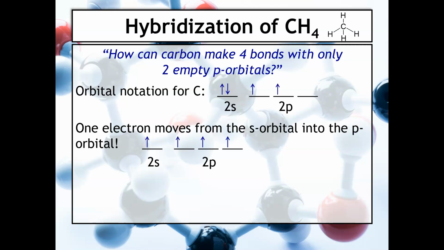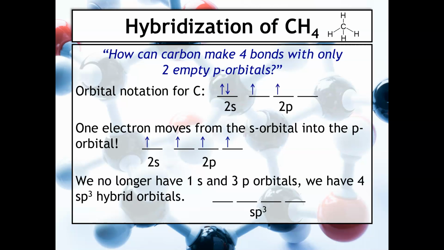And now these orbitals must blend together to form new orbitals, because we know that the energy of these orbitals is identical. And so the 1 from the 2s and then the 3 orbitals from the 2p are now going to blend together and form 4 sp3 hybrid orbitals, all equivalent in energy.